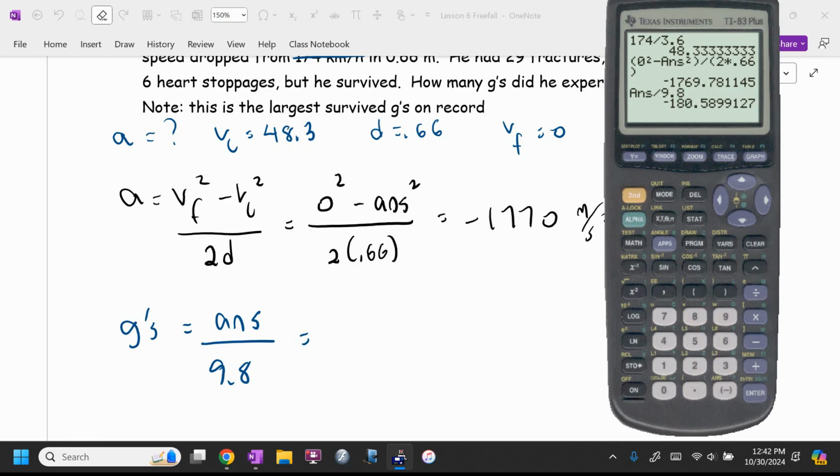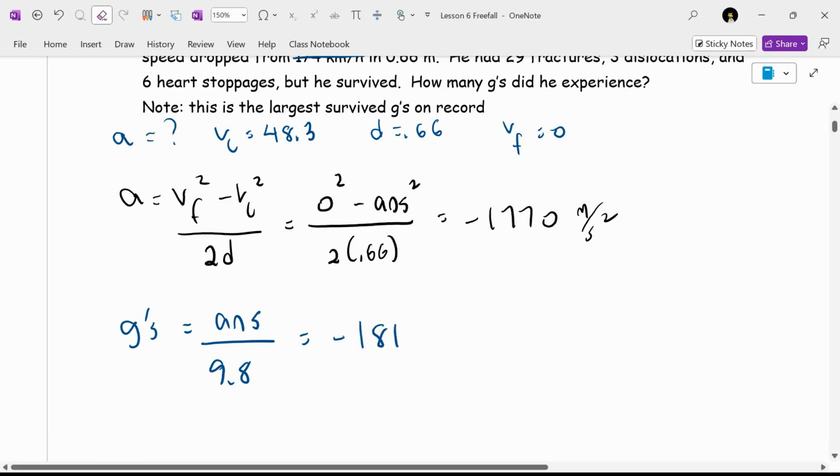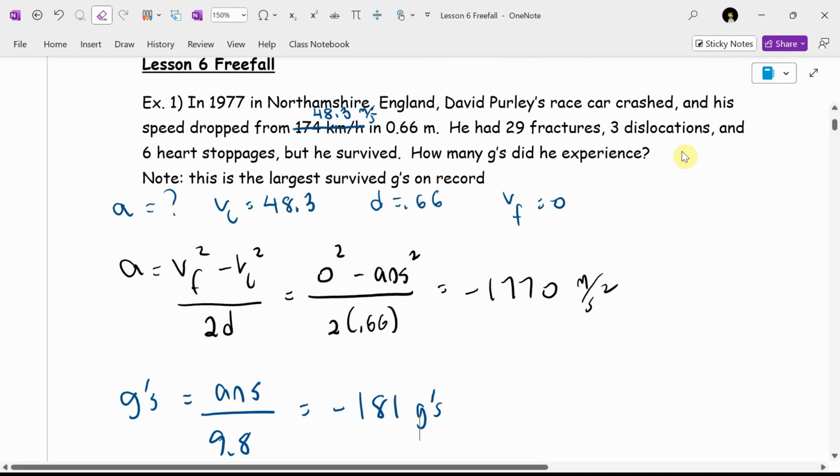You know what? That's a 5. I'm going to give him, he's earned the roundup. Negative 181, I'm going to say. The negative, he's slowing down, but he pulled 181 G's. To put that into perspective, that means he had 180 of him dogpiling on himself. Well, of course, because he had 6 heart stoppages, 29 fractures, 3 dislocations. This was not a walk in the park.